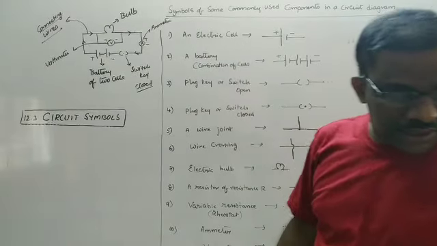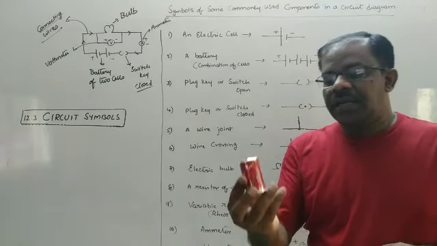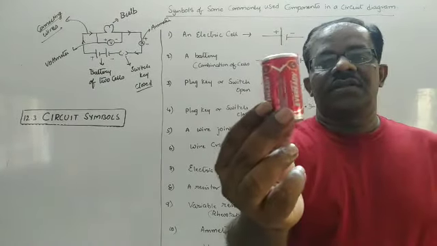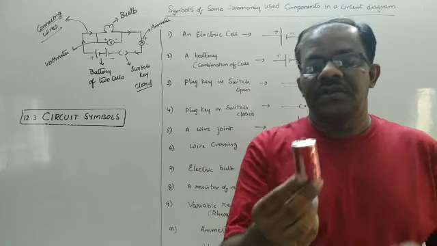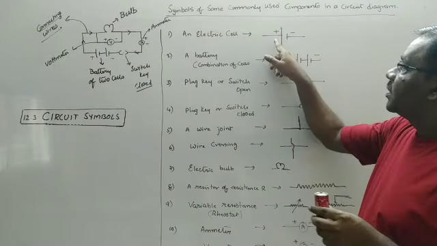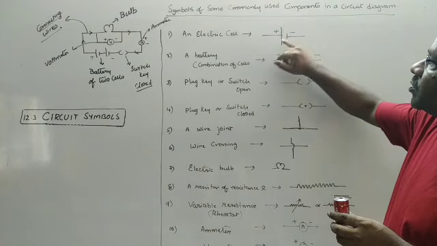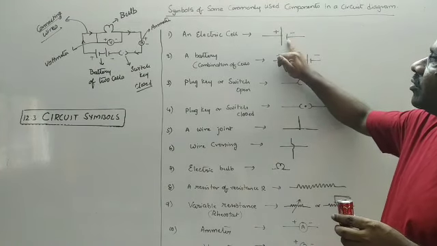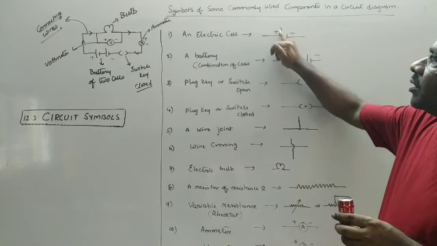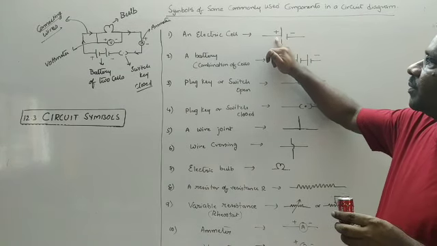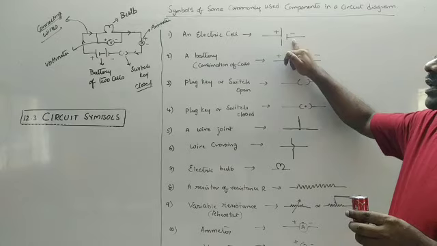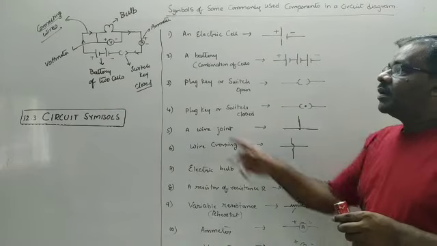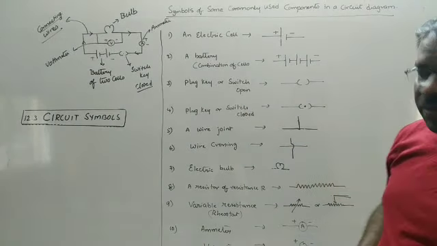First of all, electric cell. Now, a typical electric cell will look somewhat like this. So, this cannot be drawn easily. So, what we do, we use a conventional symbol using a long line followed by a short line with a gap. The long line here represents the positive of the battery and the short one represents the negative of the battery. Then in the second one, we use a combination of cells.